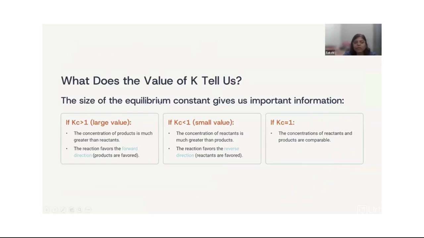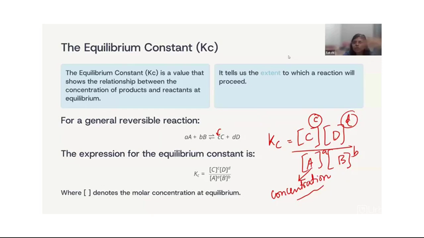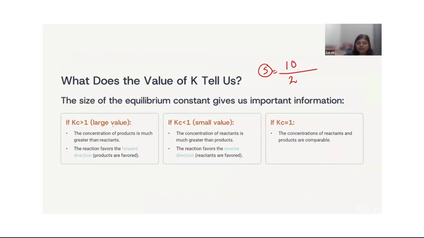Let us understand. If the Kc value is greater than 1, in maths, you must have observed that if the numerator is greater than the denominator, for example 10 by 2, the answer is 5. Basically, it is more than 1, right? If the numerator is more, what does it mean? That the products are more. The concentration of products is more, so the Kc value will be more than 1, because the denominator is less. So Kc is greater than 1 when the concentration of products is much greater, and the reaction favors the forward reaction.